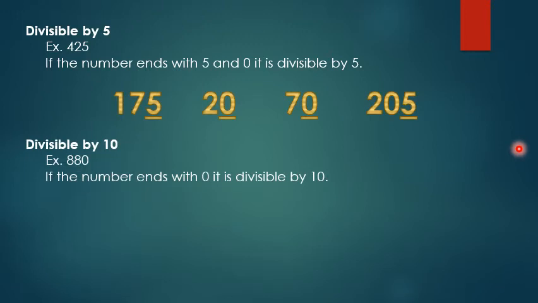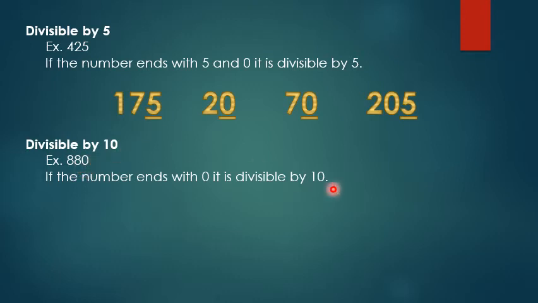Paano naman po pag divisible by 10? Napakadali po pag divisible by 10. Basta nagtatapos siya sa 0, siya po ay divisible by 10. For example, 880. So, since nagtatapos sa 0 ang 880, pwede na nating sabihin na divisible siya sa 10. So, kahit hindi na natin siya i-divide, alam na po natin na siya ay divisible sa 10.